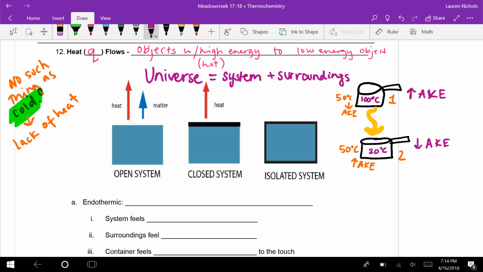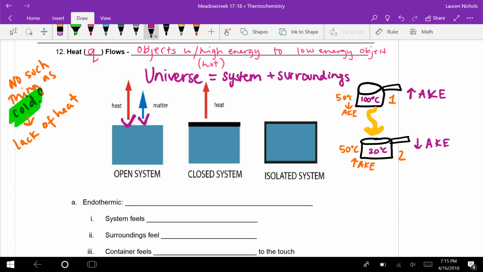And so there are three types of systems that we want to look at. The first one is an open system. In this open system, think about a cup of water. Heat can go out of a cup of water and it can go into a cup of water. And the same thing with mass and matter. I can pour water out and I can pour water in when it's open.